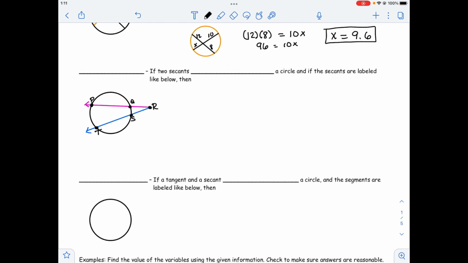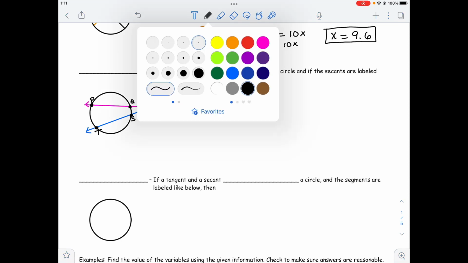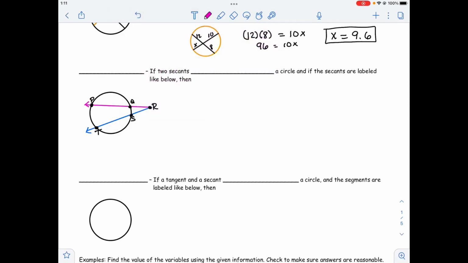The next one is called a secant. So we're going to have two secants, and you can see that we have an outside angle that is formed. So we have a secant and a secant. And this is if two secants intersect outside of the circle. And they're labeled like below, so we're going to label them.